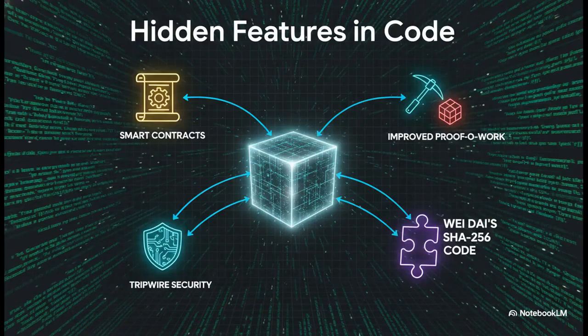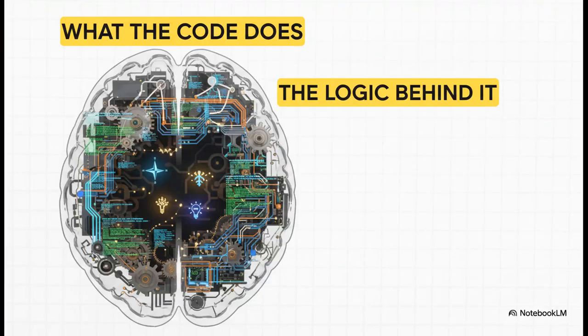Digging into this original code reveals some absolutely fascinating details. You find these early, almost incomplete functions for smart contracts. The proof-of-work mechanism was actually an improvement on what the white paper described. It had security concepts similar to an IT tool called Tripwire, and even used code from another legendary cypherpunk, Wei Dai. And this illustrates the test for the second key perfectly.